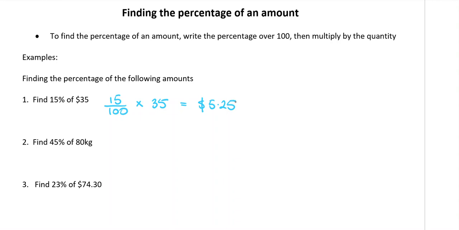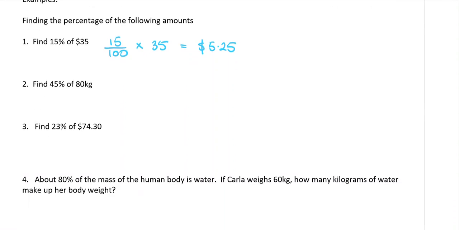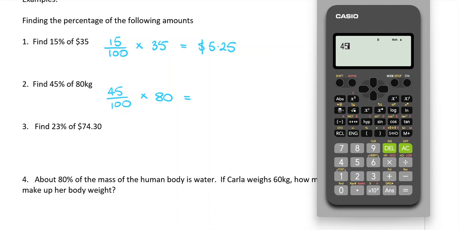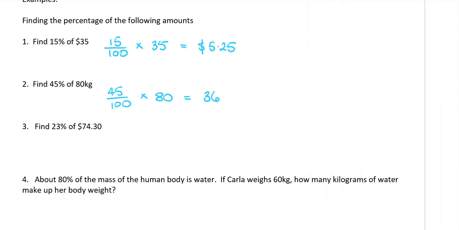Question 2 says I want 45% of 80 kilograms. So the percentage always goes over 100. Of means times by our amount, which is 80. So this time we're not doing money, but it still works the same. 45 over 100 times by 80 equals, that's a nice number, 36. And this time we're talking about kilograms, so put the kg after it.